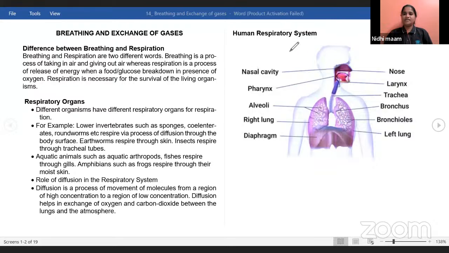Now, the nasal cavity is here. Then the pharynx, alveoli, or we can call them air sacs. Then we have the right lung, the left lung, the diaphragm, bronchi and bronchioles. Bronchi, singular bronchus, bronchioles and the left lung. So this is the respiratory system.